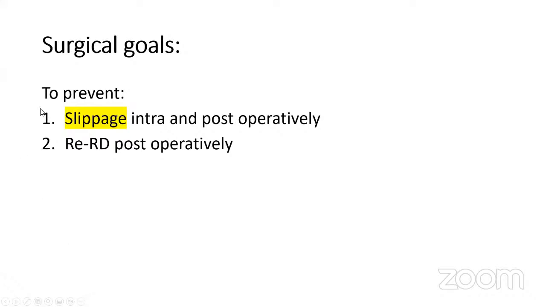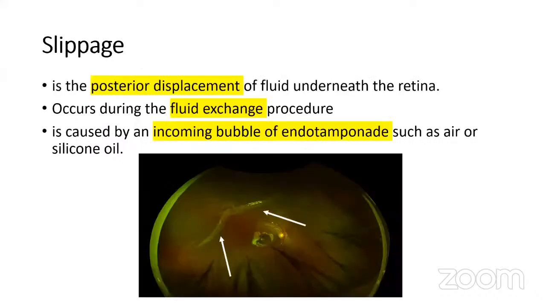The surgical goals to repair a giant retinal tear are to prevent slippage intra- and post-operatively, and also to prevent retinal detachment post-operatively, which means that we aim for single surgery anatomical success. So what we mean here by slippage is the posterior displacement of the fluid under the retina. It usually occurs during the fluid-air exchange procedure, or sometimes during the heavy liquid and silicone oil exchange procedure.